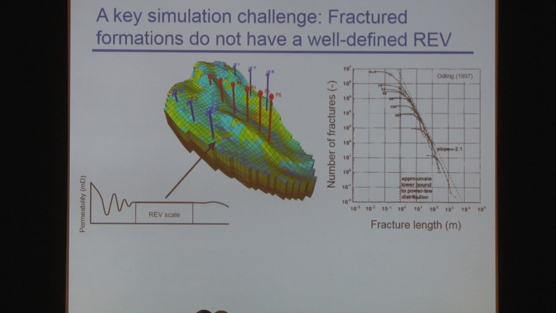So the connectivity of the fractures at the scale of a grid block is changing as I'm increasing or decreasing the size of my grid block. So defining the REV is not that simple in fractured reservoir simulations.